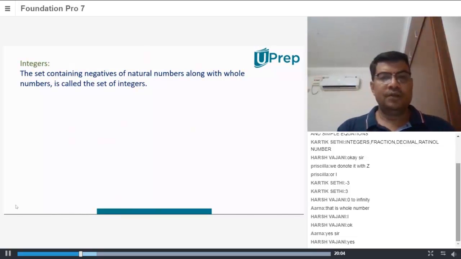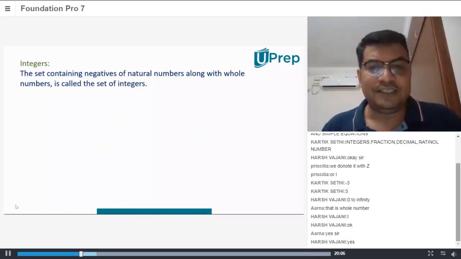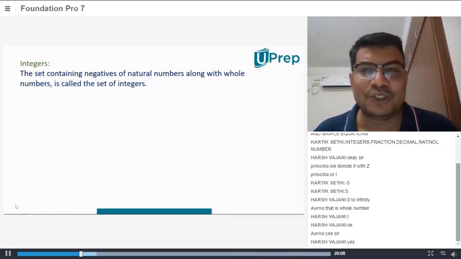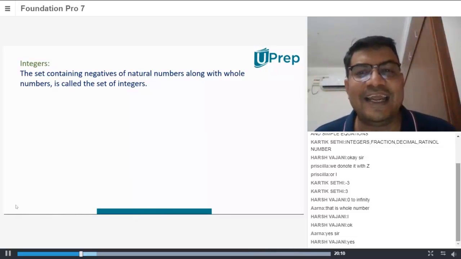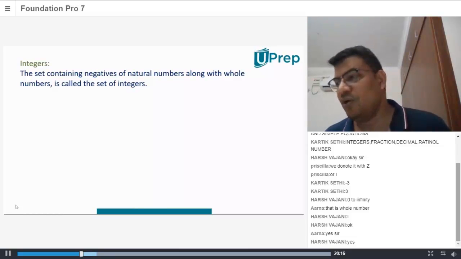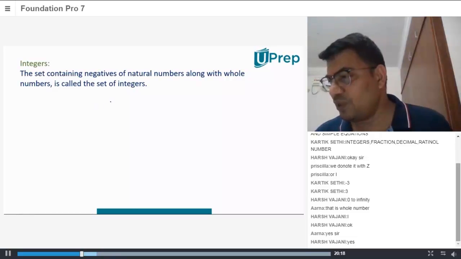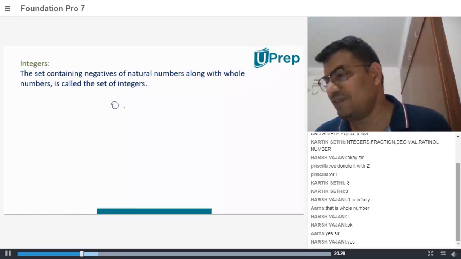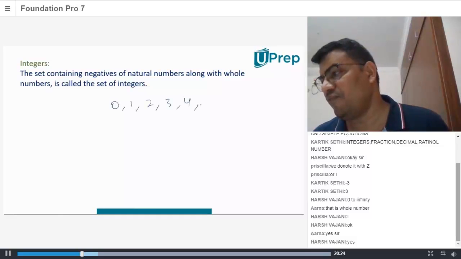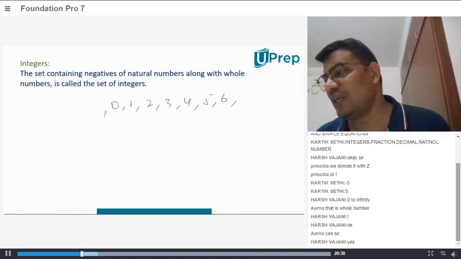Now, the definition of integers, which you might have learned in your school textbook: the set containing negatives of natural numbers along with whole numbers is called the set of integers. We know whole numbers start with 0, then 1, 2, 3, 4, 5, 6, 7, and so on. And negatives of natural numbers.